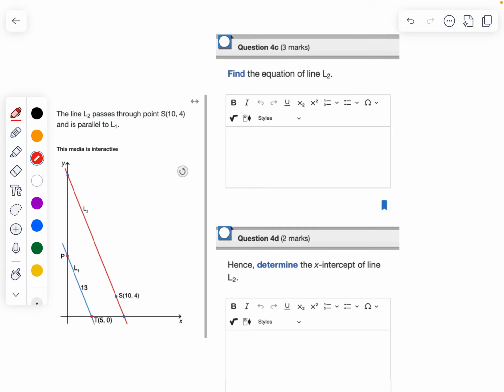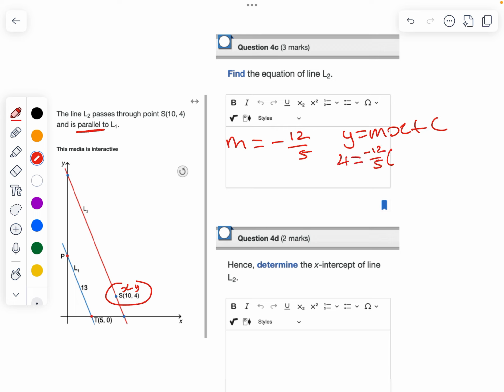Right, the next question here, it goes on to show you another line, which is line 2, and it just says find the equation of line 2, but if we look, it tells us that the 2 lines are parallel. So when the 2 lines are parallel, we know that the gradient is going to be the same, which we've just worked out in the last question, and now we have a point on the line. So we need to just substitute that in. It's y equals mx plus c. So in this case, y is going to be 4, x is going to be 10. So we're going to have, what do we have?